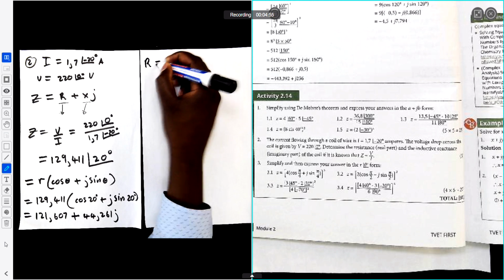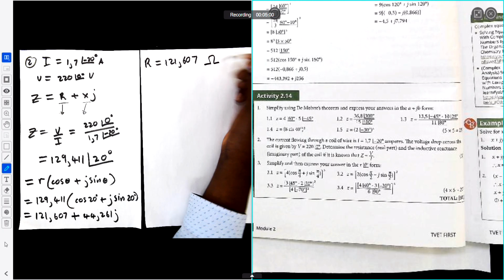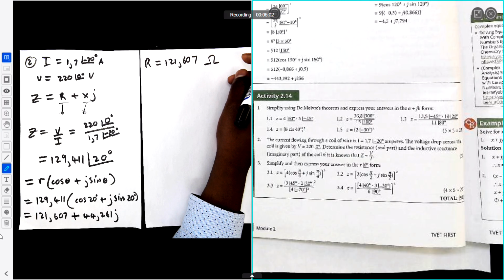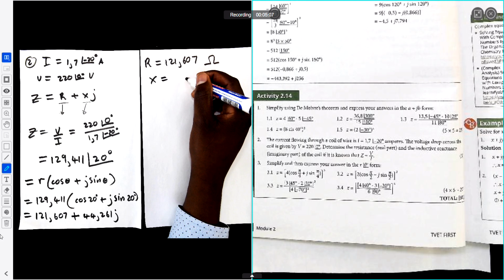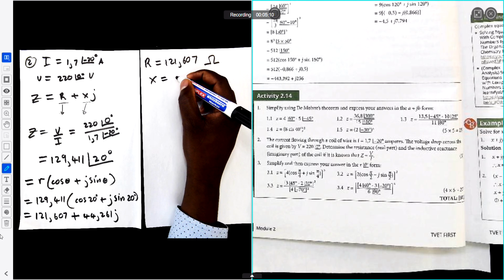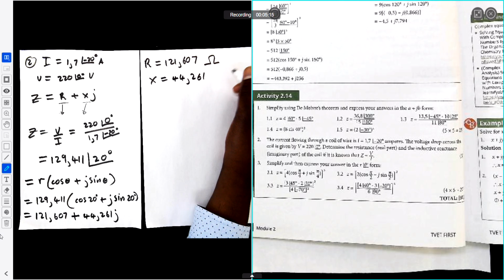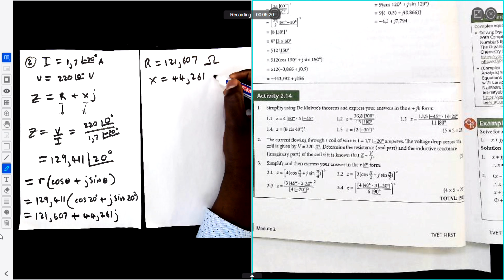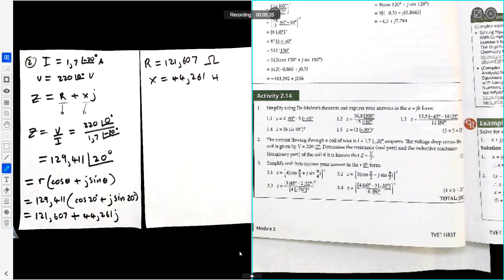So the resistance R is equal to 121.07. Normally resistance we measure in ohms. And then the inductive reactance is equal to 44.261. I think the inductance we measure in henries. So it's in henries, yeah. We'll confirm the small letter h here. But yes, we're interested in pulling out the values there.